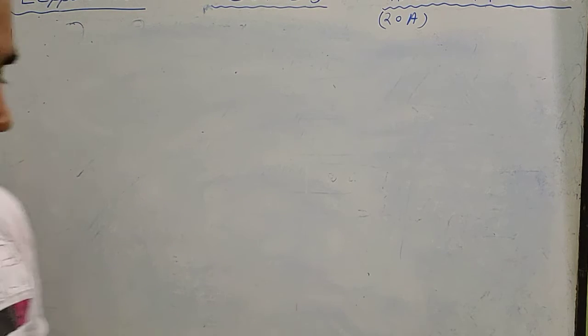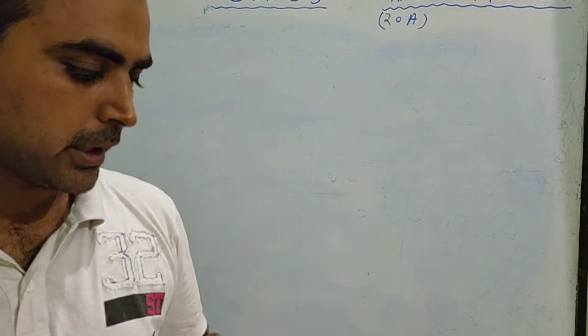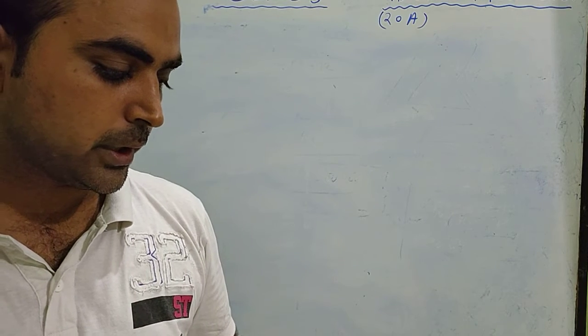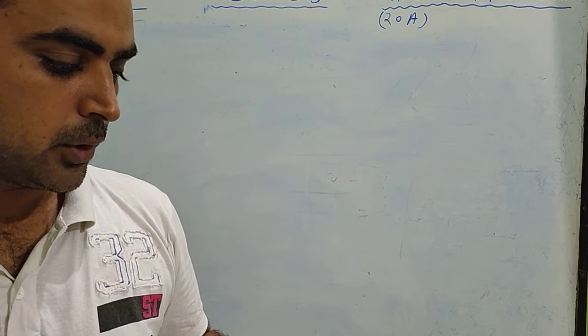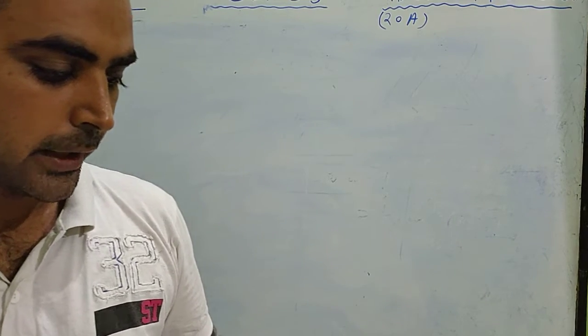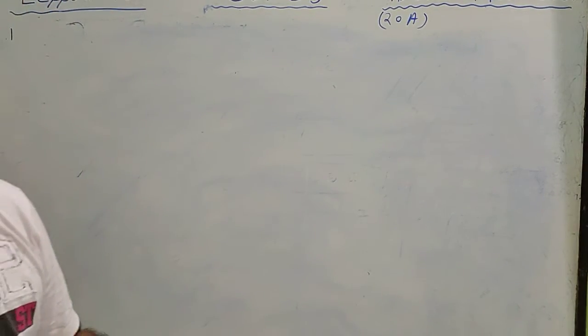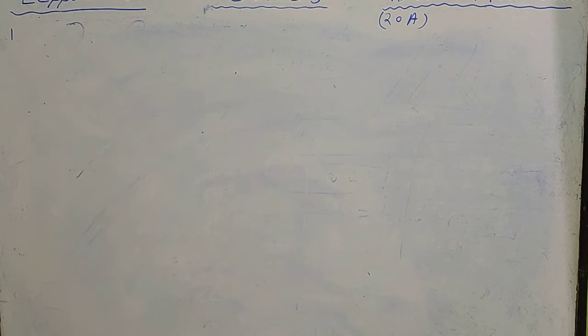Okay, now we solve question number 12. Calculate the area and the height of an equilateral triangle whose perimeter is 60. Okay, you have to find the area and height of the equilateral triangle whose perimeter is given as 60.